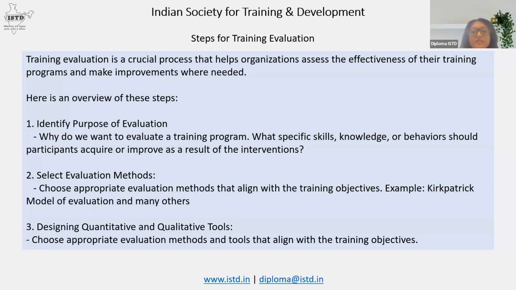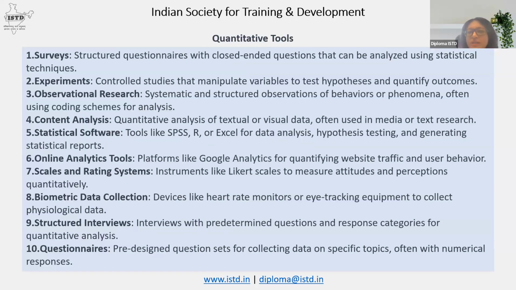Designing quantitative and qualitative tools. So what are the different options that we have? We already know some of them, but this could be other examples as well. So quantitative tools are surveys, experiments, observation inputs, content analysis, statistical software. I have some examples here. We will also discuss as we move forward. SPSS, R, these are open source. R is an open source. Excel, very popular, widely used again. So we can use all of these tools.